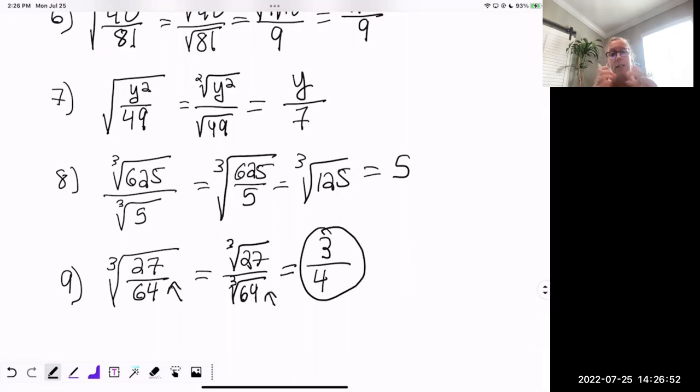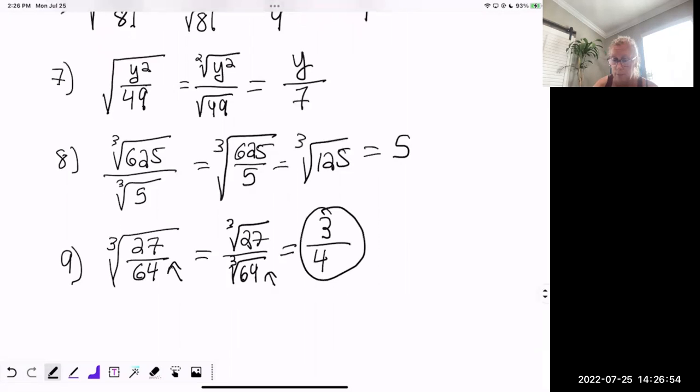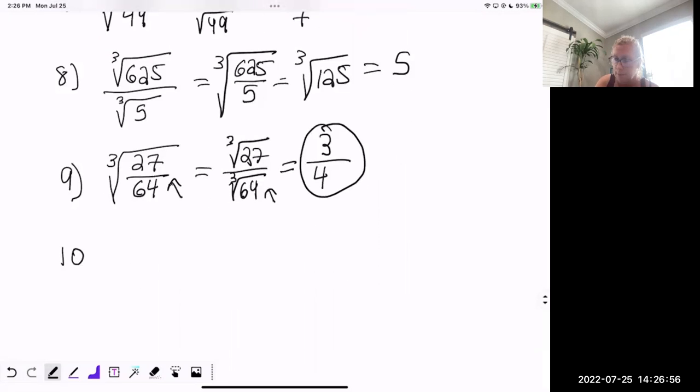That's why you want to be able to think, break them apart or put them together. Number 10, last one, I'll take questions. Okay, the 5th root of 7 over 32 x to the 5th.